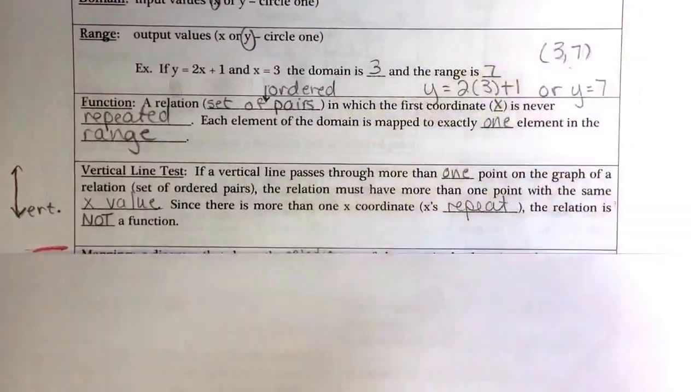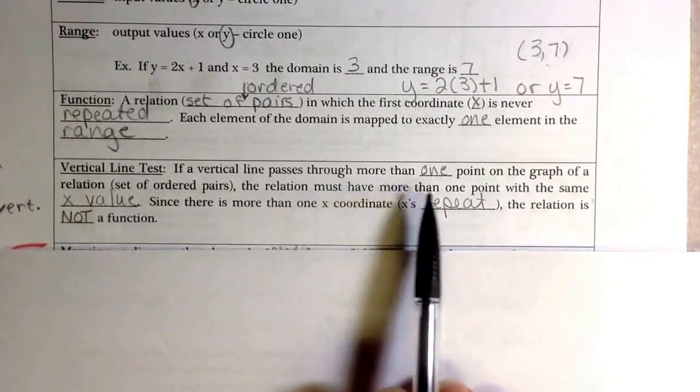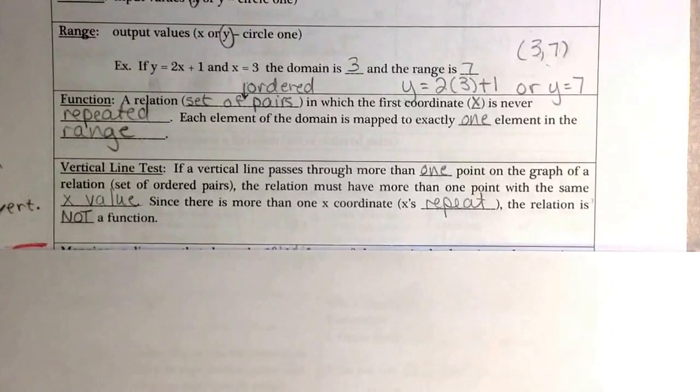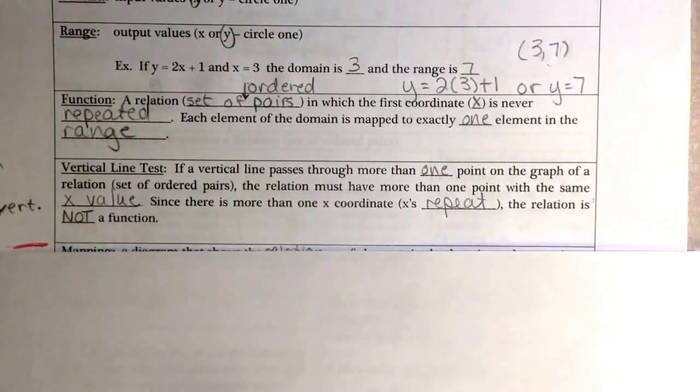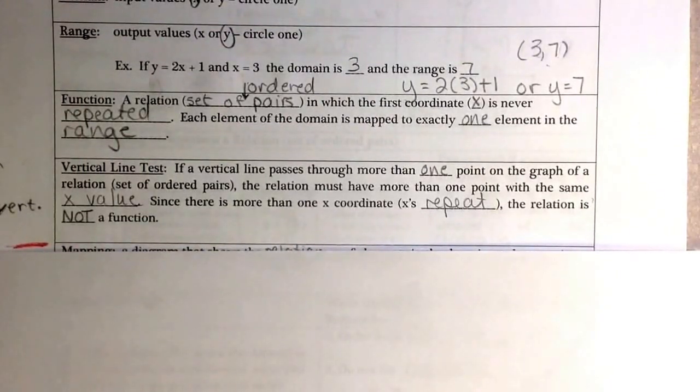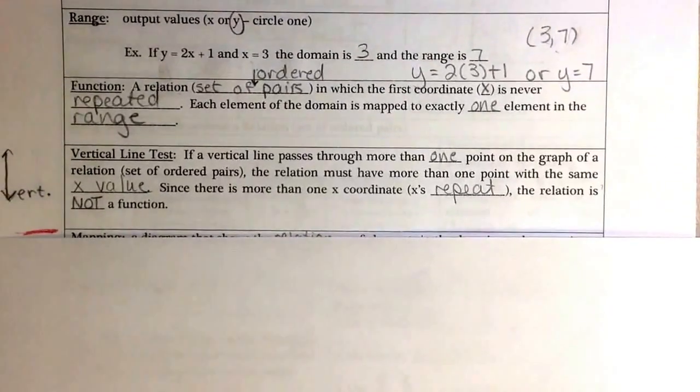So for a vertical line test, if you draw a vertical line and it passes through more than one point of a graph of a relation, and a relation, again, is a set of ordered pairs, the relation must have more than one point with the same x value. And since there's more than one x coordinate, in other words, the x's repeat, the relation is not a function.